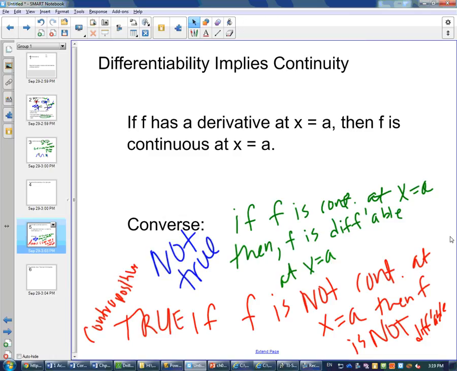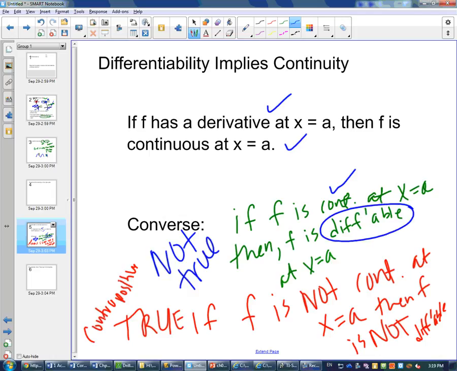Okay, so let me recap here. If you have a derivative, you must be continuous. If you are continuous, you may be differentiable, maybe you're not. We can't always say. See the beginning of your notes for examples. If you are not continuous, then you are definitely not differentiable.